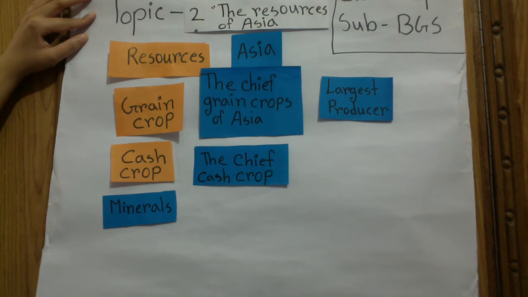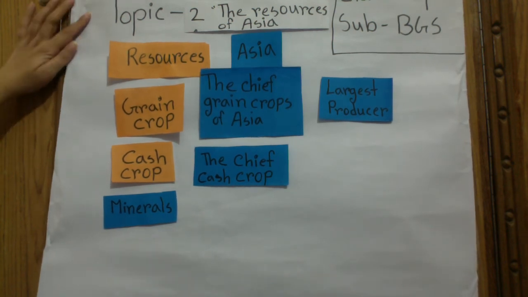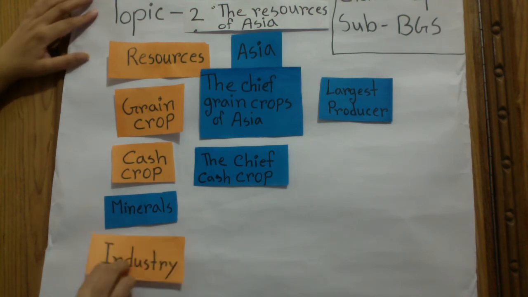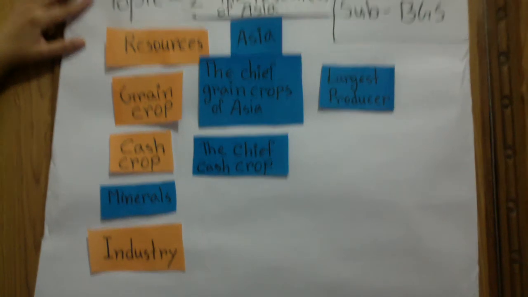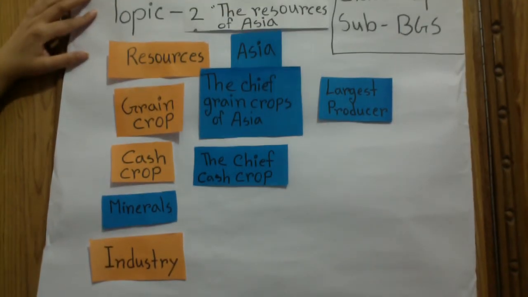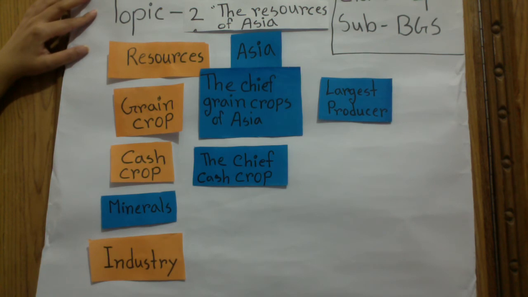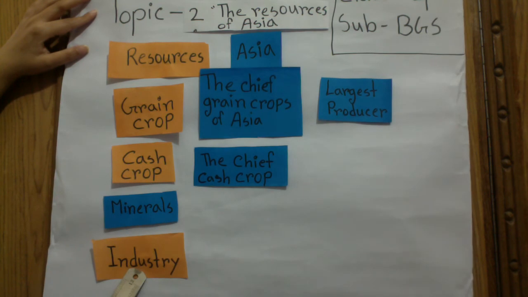Now, the another resources. This is called industry. We already know what is called industry. Asia is quite developed in industry. There are many industrial plants in Japan, South Korea, China, India, Malaysia and Thailand.